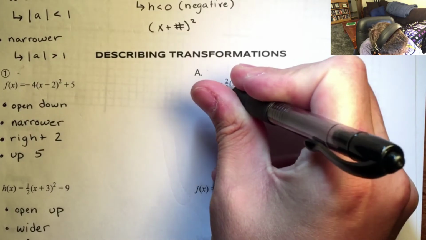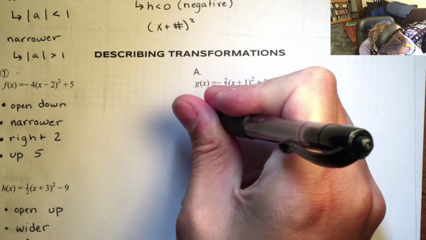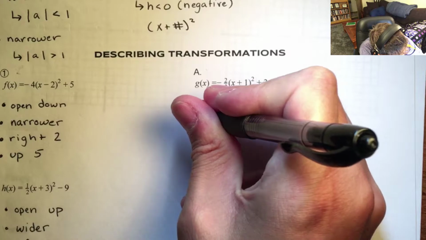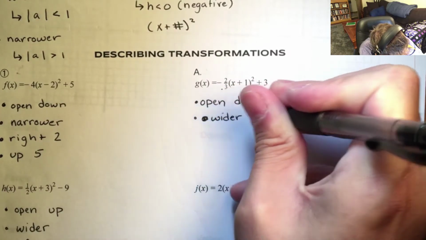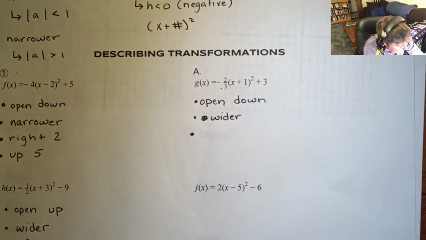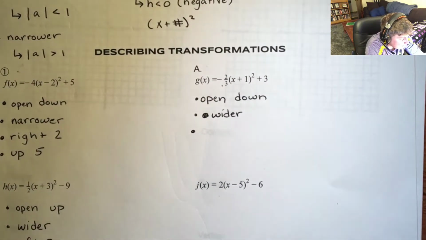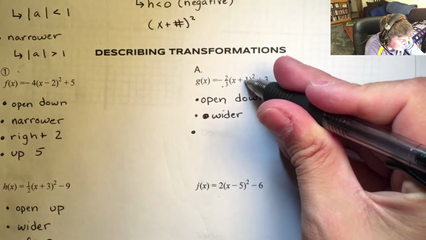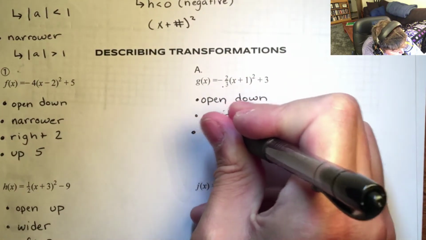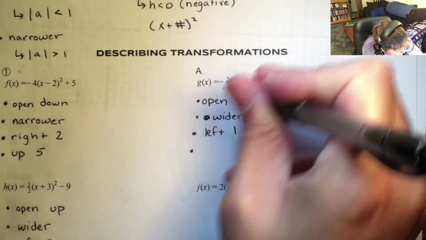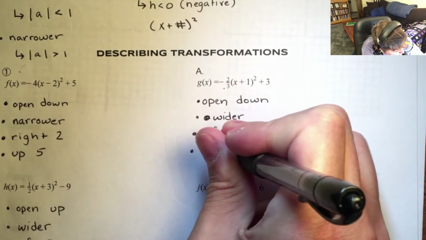Because my a value here is negative. That a value is also, the absolute value of it is less than 1, so it's going to be a little bit wider than the normal graph. This plus 1 here means my h value is negative 1, so this is going to move it to the left 1. And then this plus 3 here is going to shift it up 3 units as well.